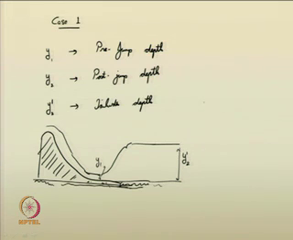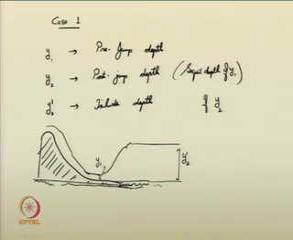So, case 1 is if the post jump depth or the sequent depth of y1, if y2 dash is same as y2, then this y2 dash and this y2 both are same, right. So, the jump will occur at that location wherever the depth of flow y1 has occurred or started, at this location itself the jump is formed and it will jump into the sequent depth y2.